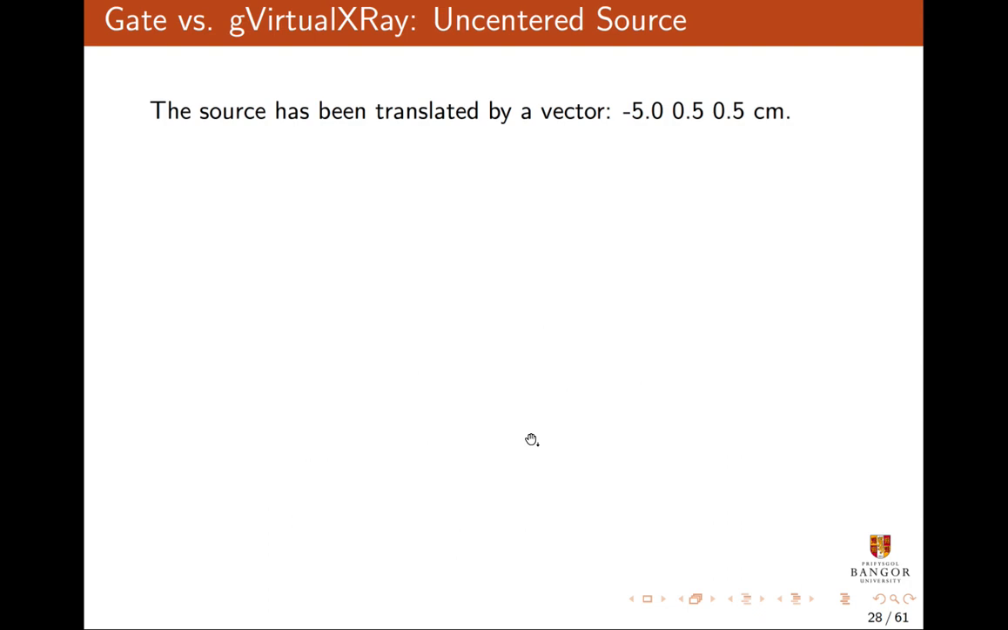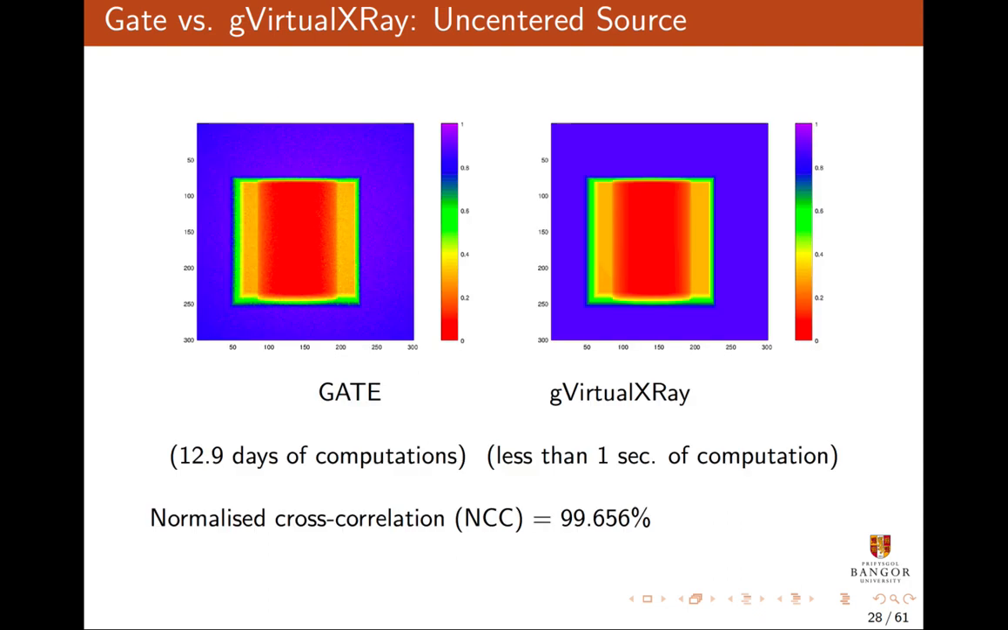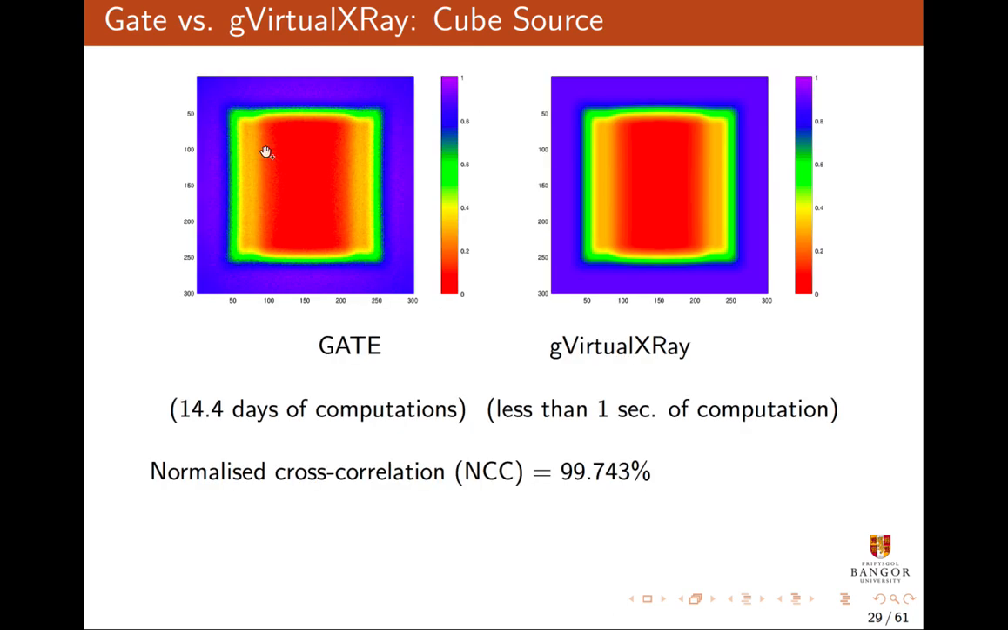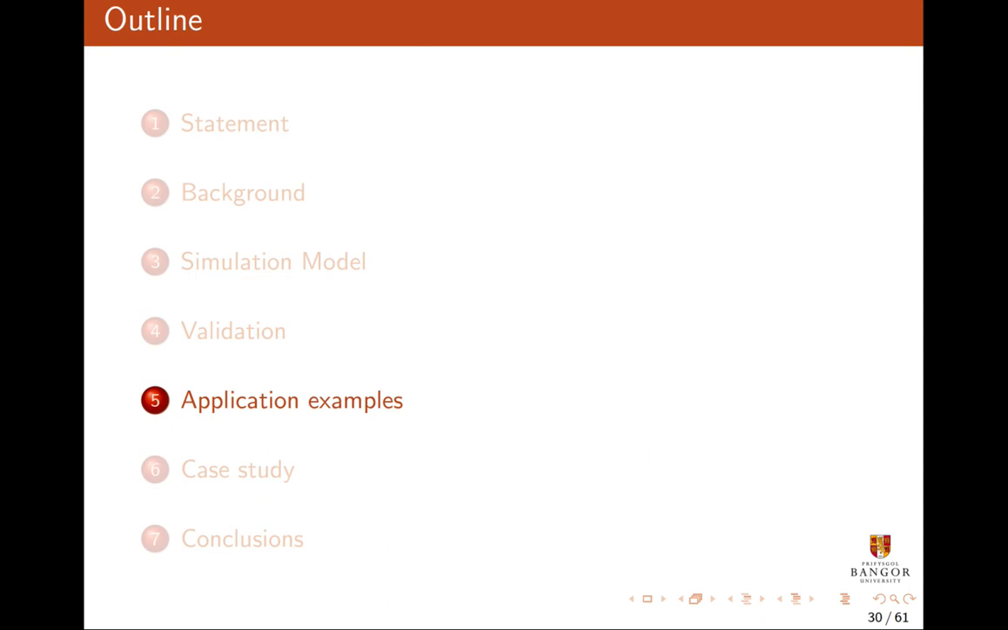Here we're going to move the source, so it's not centered anymore. Same again, about 2 weeks on the CPU on HPC using Geant4, less than a second with our library, and the cross correlation is about 100%. So the two images are the same. Now we're going to use a cubic source. And you can see the blur appearing here, and here as well. And the cross correlation is about 100% again. So as a conclusion, we know that all images are accurate.